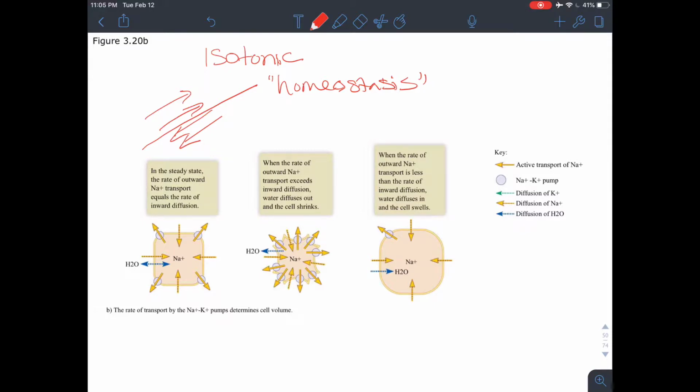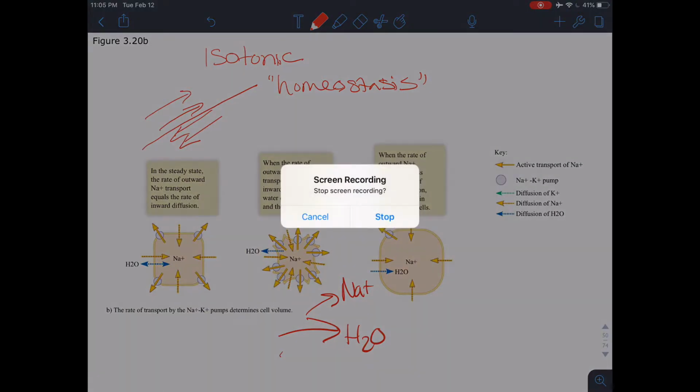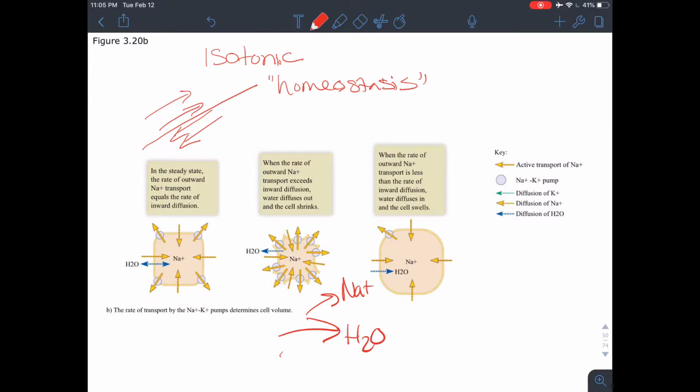And then they show in this second portion, when the rate of sodium leaving exceeds inward diffusion, if sodium is going out faster, then water is also going out faster, because water follows salt. Water follows salt. And then in this third one here, if salt is going in at a faster rate than it's leaving, then water is also going in at a faster rate, because water follows salt, and the cell swells.